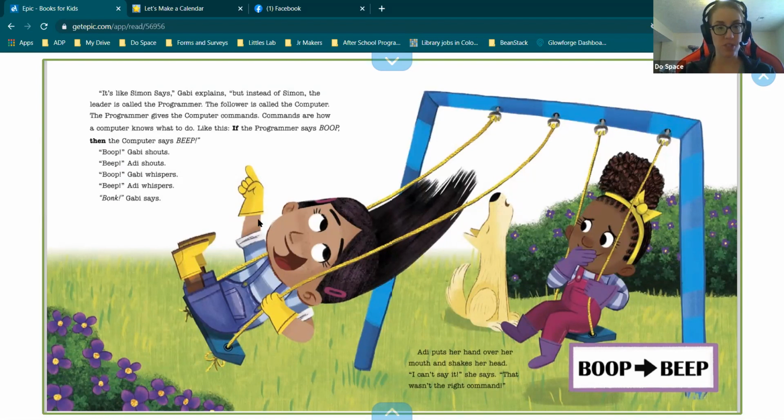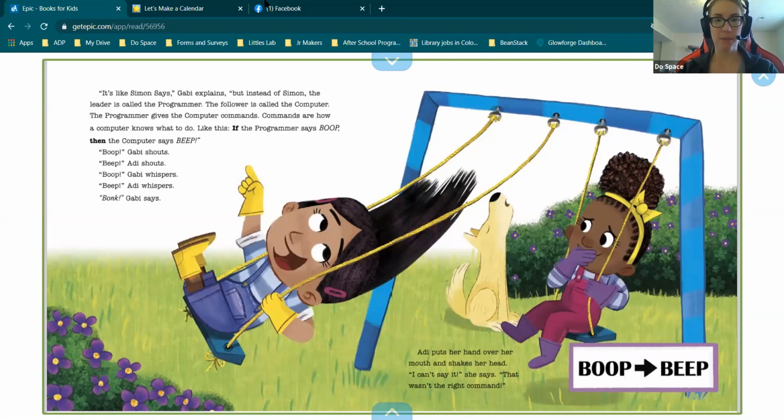The programmer, do you remember what a programmer is? It's somebody who writes that language, right? A programmer gives commands or instructions because that's all it is, right? It's just instructions. And the commands are how a computer knows what to do. Like if the programmer says boop, then the computer needs to say beep.